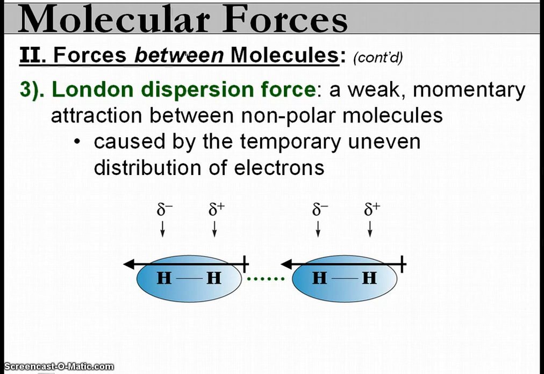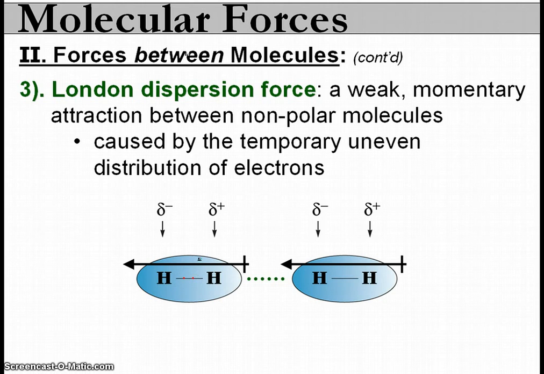The third type of IM force is one that occurs between non-polar molecules. This is called a London dispersion force, also called a van der Waals force. This force is basically just caused by a very momentary unequal distribution of electrons within a non-polar molecule. So we have an electron here and an electron here being shared by this H2 molecule.